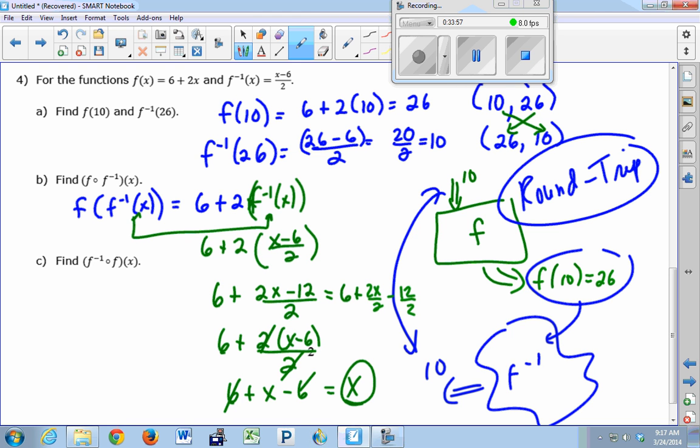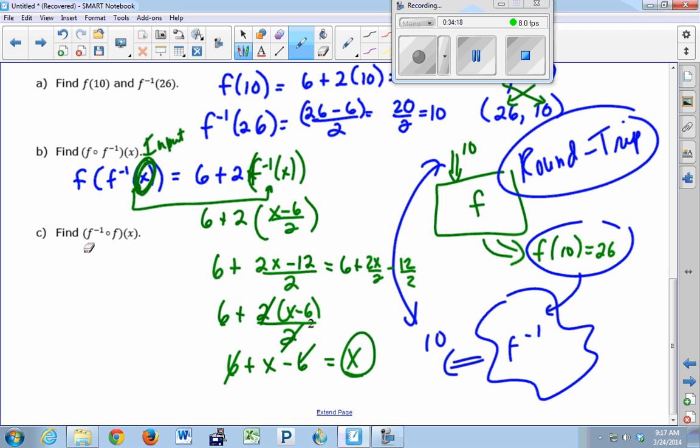So you've done your round trip. Here's your input. You put that into your inverse function, which is f inverse of x. That's your output. And you put that into your f function, and you come right back to x. So you try this composition at your seats: f inverse composed with f of x. See if you can do that. Hopefully, you'll come up with x again.